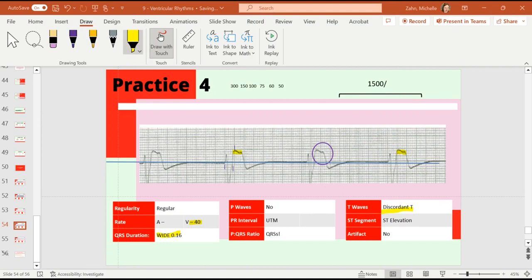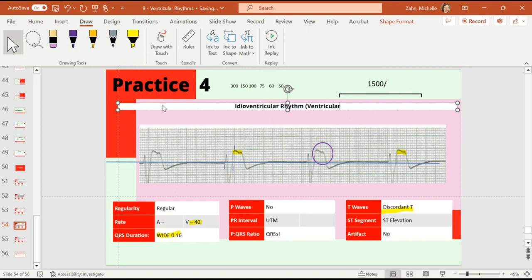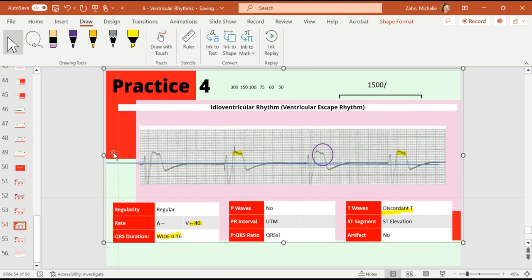So what do we call this? This is going to be another ventricular rhythm. So this is going to be idioventricular rhythm. It meets the heart rate criteria. It is wide complex. So you could call that idioventricular. You could also call it a ventricular escape rhythm if you like that terminology better. They both mean the same thing.